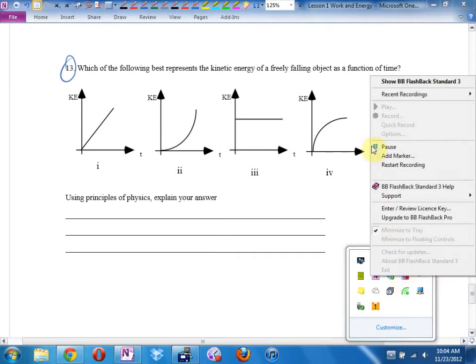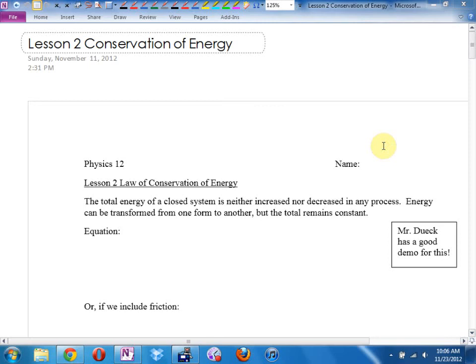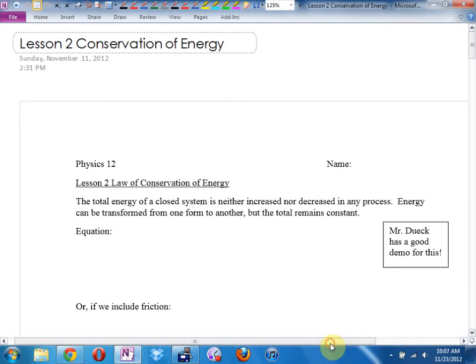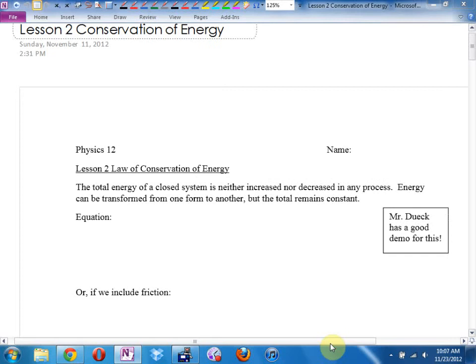Lesson 2. What is the law of conservation of energy? Well, in English, it says this. The total energy of a closed system is neither increased nor decreased in any process. Energy cannot be created or destroyed. It can be transformed from one form to another, but the total remains constant.